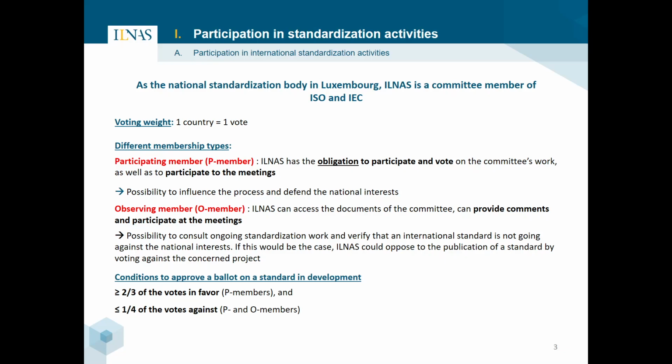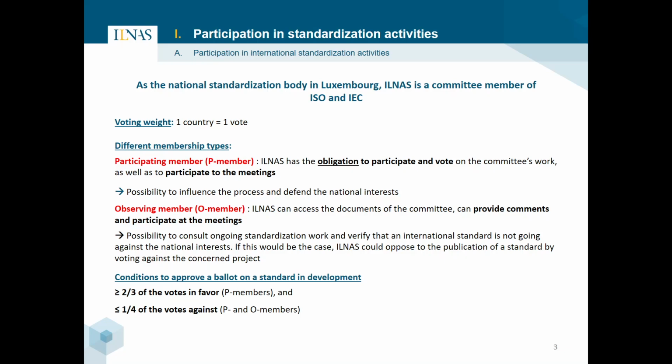Indeed, there are two membership types. So ILNAS can act either as a participating member, a so-called P member, or as an observing member, a so-called O member. As a P member, ILNAS has the obligation to participate and vote on the committee's work, as well as to participate in the meetings. This member status allows us to really influence the process and defend the national interest.